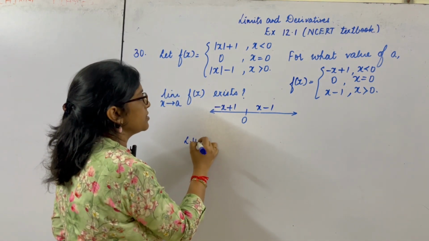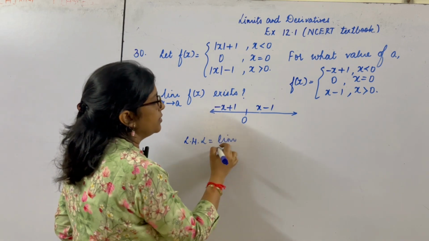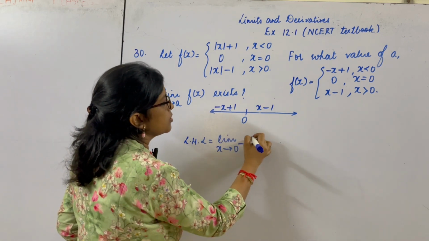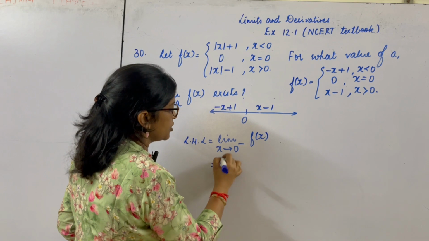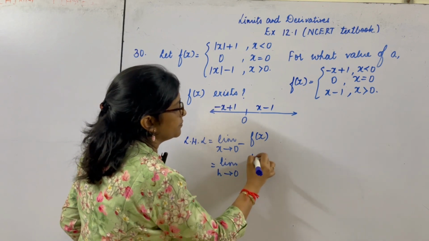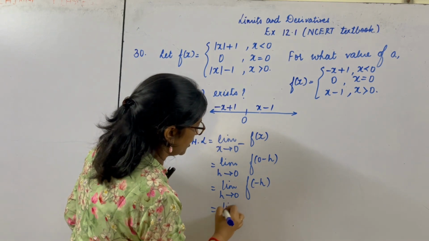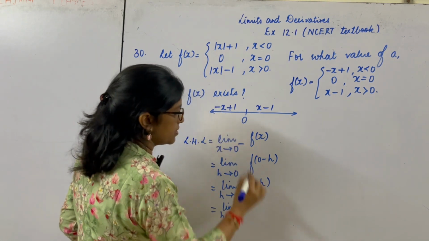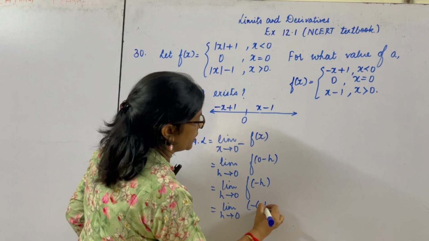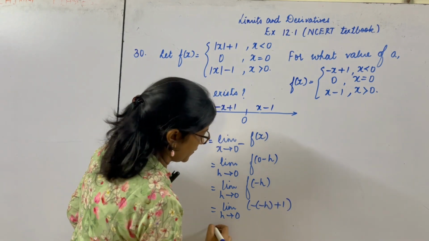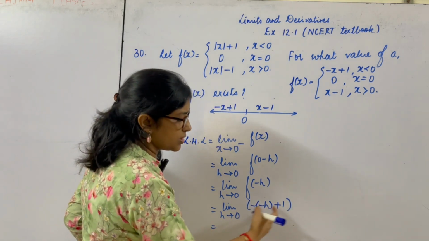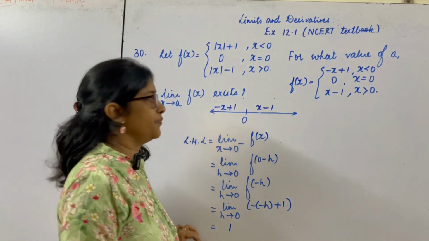So the left hand limit is limit x tends to 0 minus of the function, and once again doing the h method. Wherever x, let us substitute minus h: minus of minus h plus 1. And substitute h as 0. This is h plus 1. Limiting value is 1.